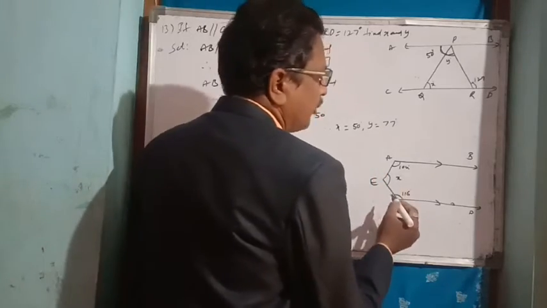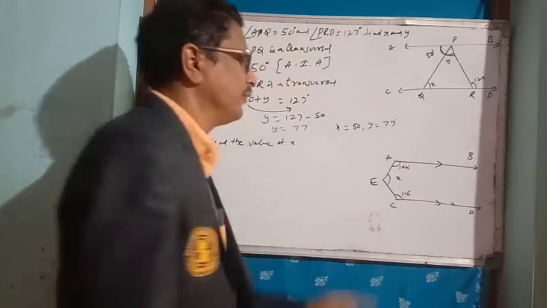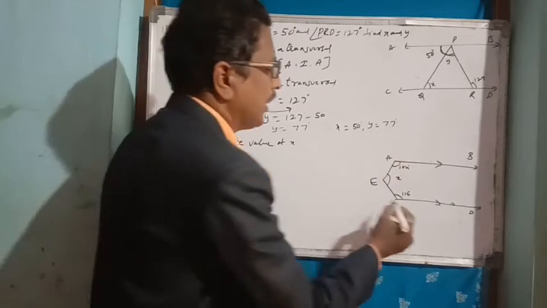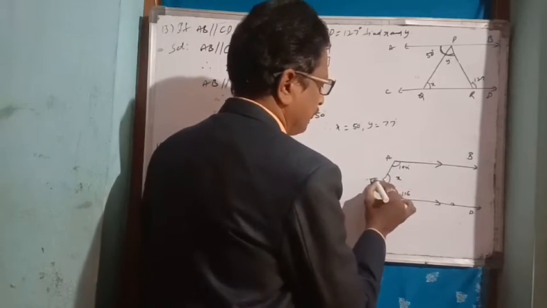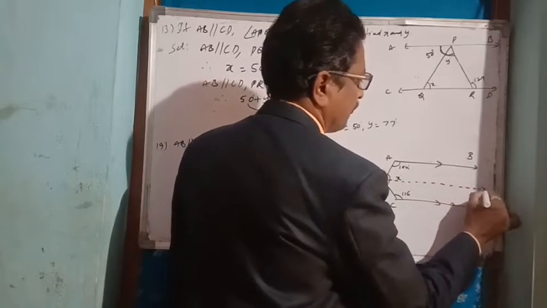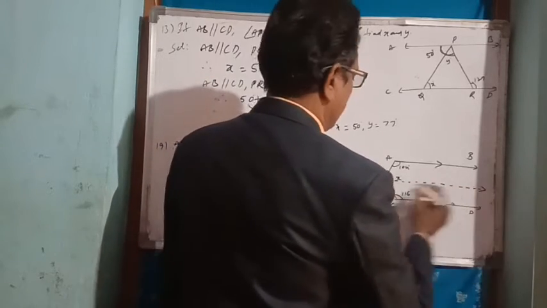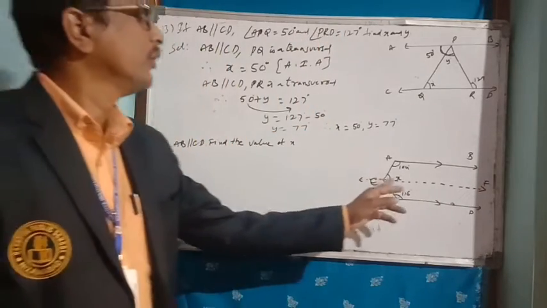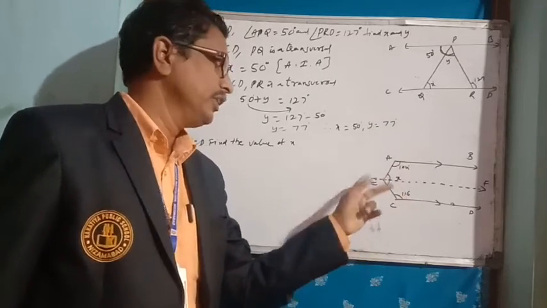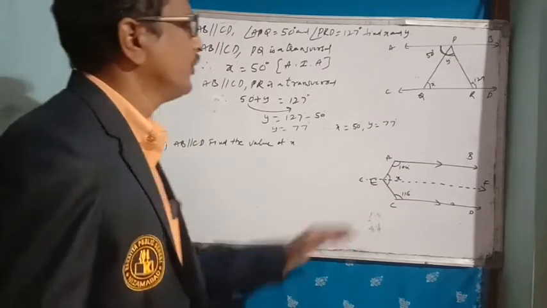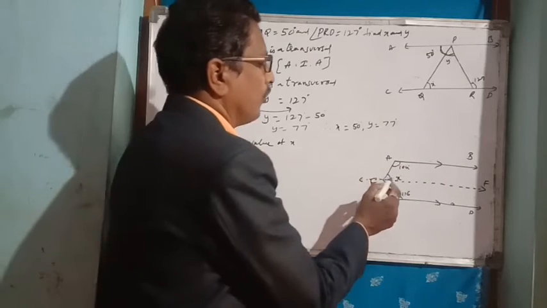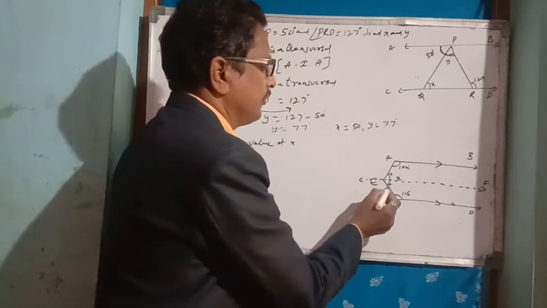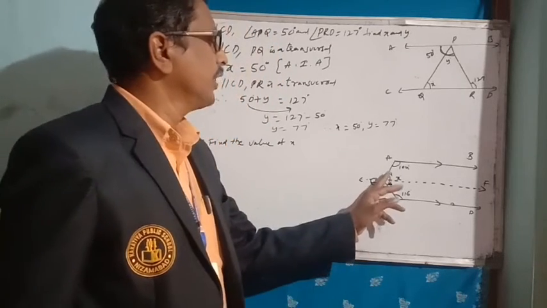So draw a line parallel to AB and CD through E. That is EF. Draw a line parallel to AB and CD, EF. Then now see here, these lines are parallel. Now take this angle as A, and this angle as B.